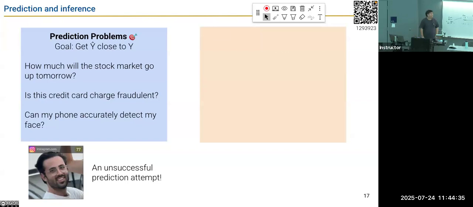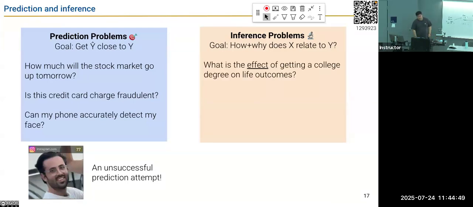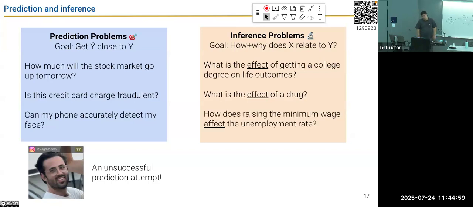So that's prediction. And what about inference? Inference really asks the question: in our model, how does or why does a certain feature relate to our response? The question will be like, what is the effect of getting a college degree on life outcomes? What is the effect of a drug? How does raising the minimum wage affect the unemployment rate?